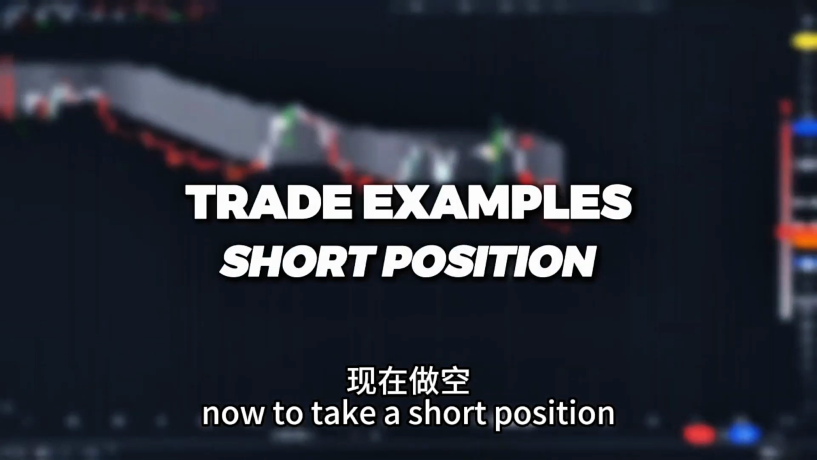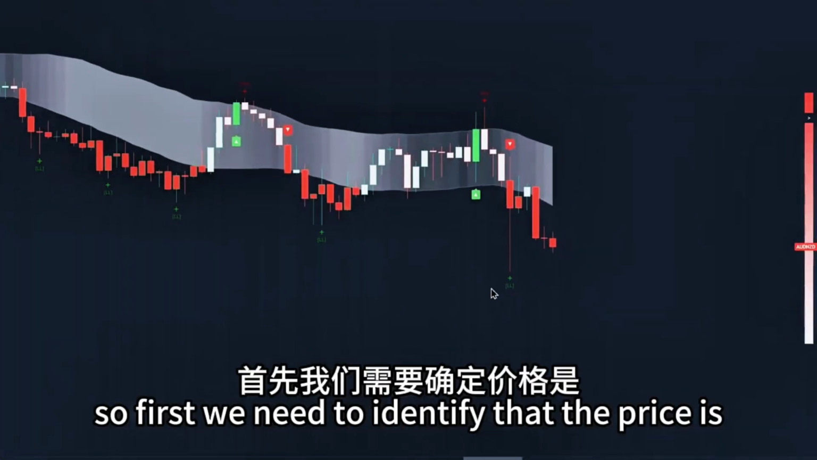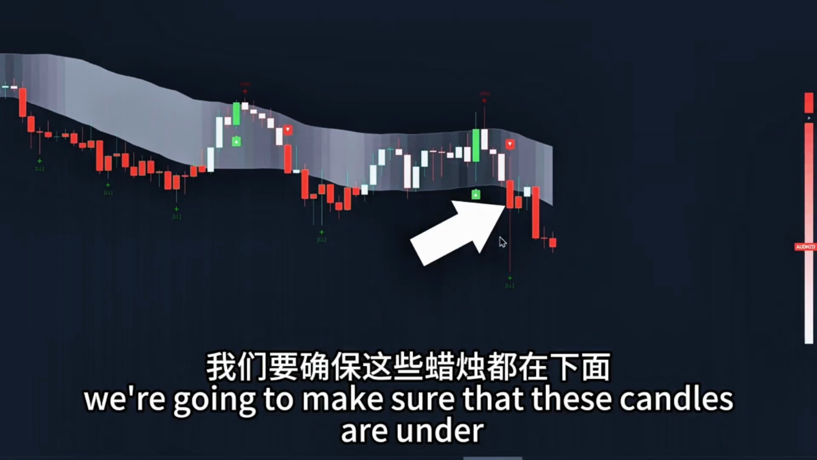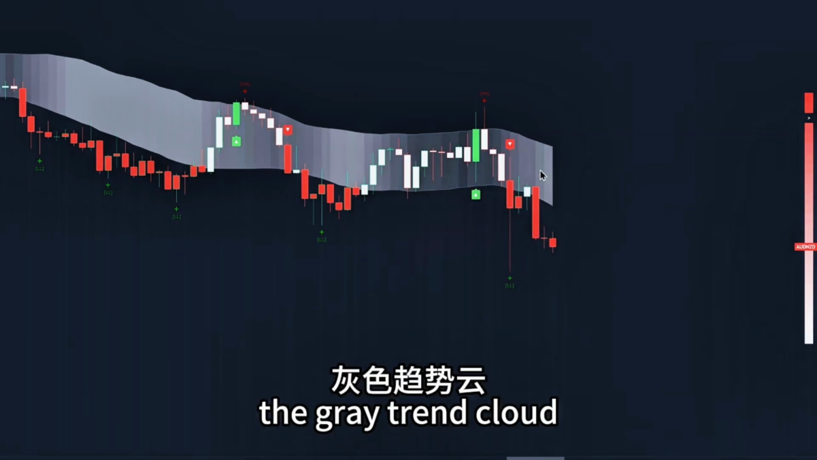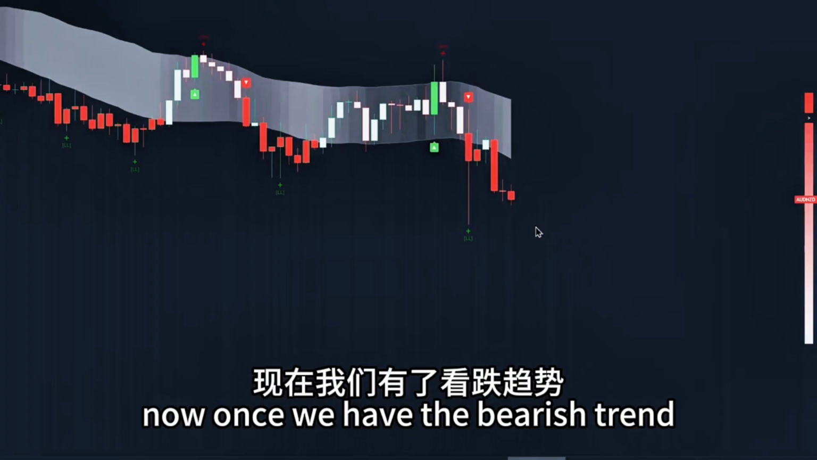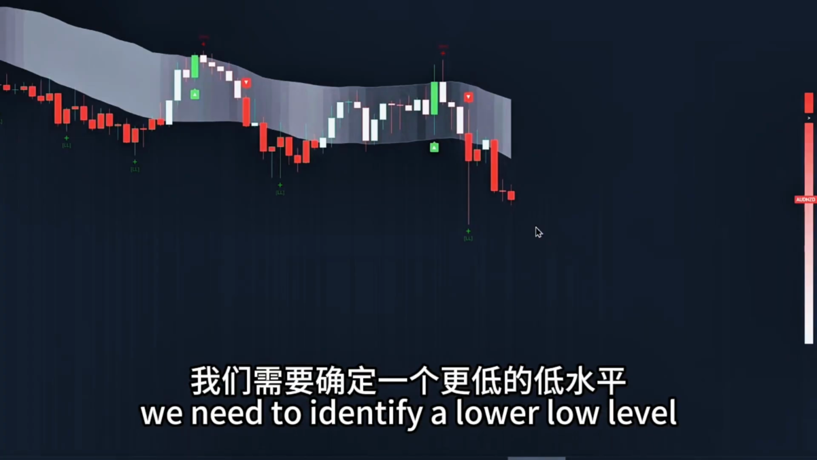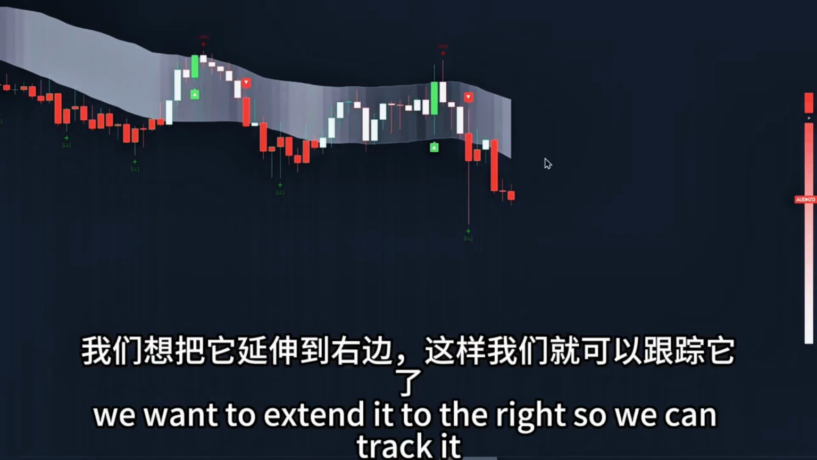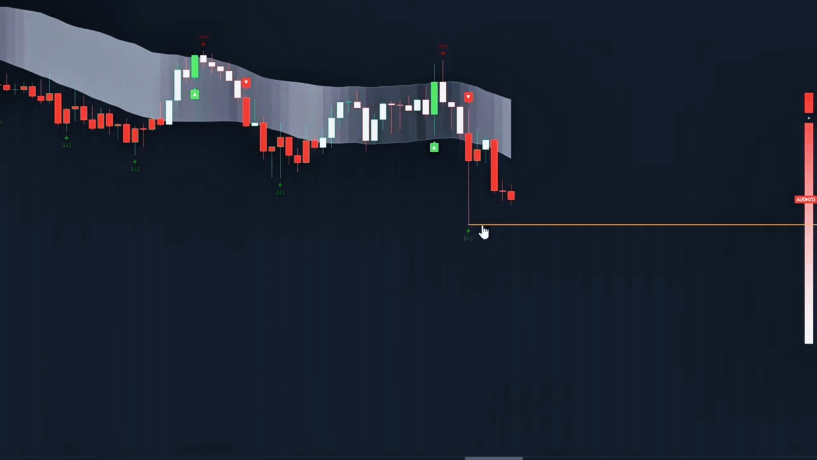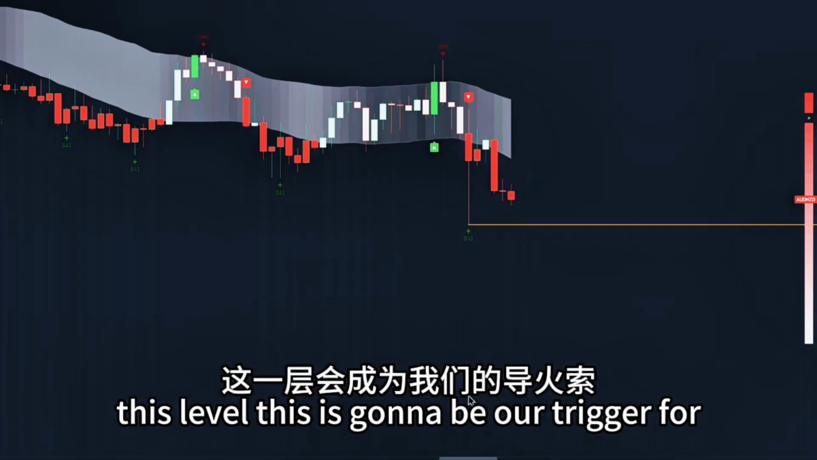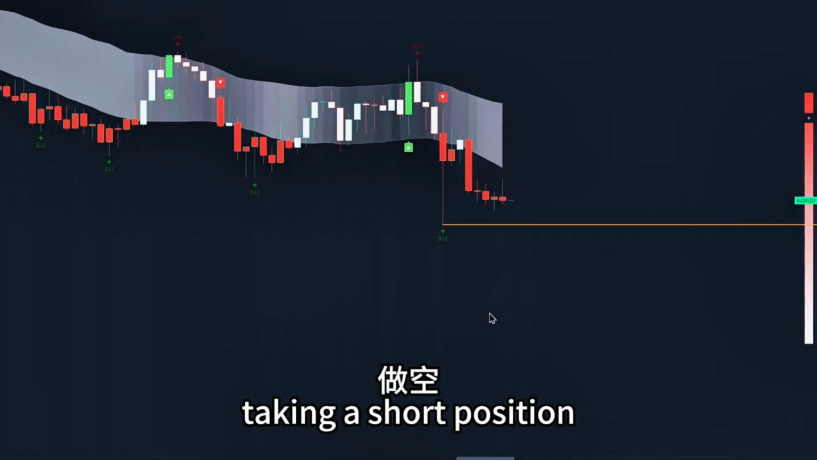Now, to take a short position, of course, we're going to do the opposite. So first, we need to identify that the price is in a bearish trend. To do that, we're going to make sure that these candles are under the gray trend cloud. This indicates a bearish trend. Now, once we have the bearish trend, we need to identify a lower low level marked as LL by this indicator. We want to extend it to the right so we can track it. And then we need the price to break and close under this level. This is going to be our trigger for taking a short position.